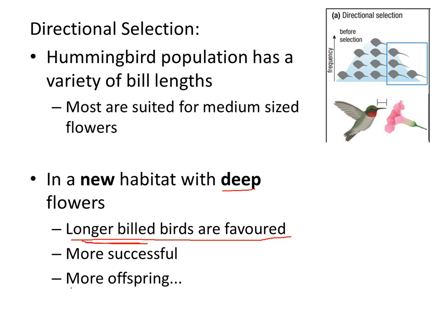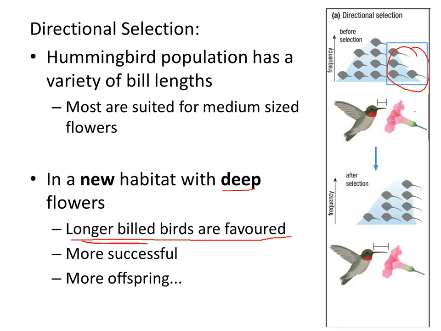They would be more successful. They would have more offspring. These guys here with the longer bills would do better because this new environment has deeper flowers. So if you have longer bills, you get more food, you can produce more offspring. And what would happen is that over time, what the distribution used to be like this, it is now like that. It has moved in one direction. There are now more birds with longer bills than there used to be. That is directional selection, and it could work in the direction of longer bills, or maybe in the opposite direction with shorter bills if you had shorter flowers.